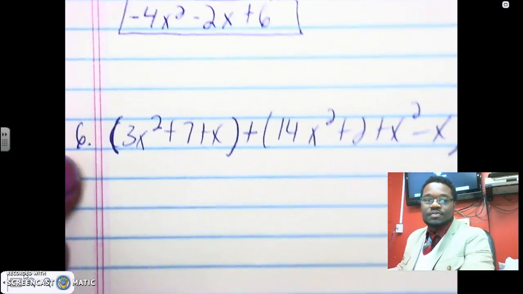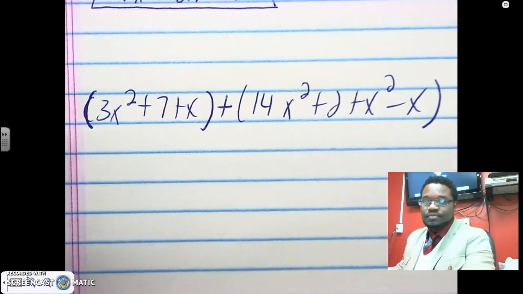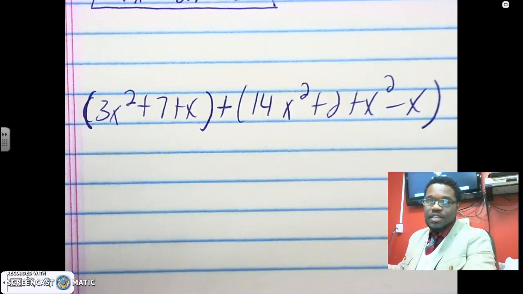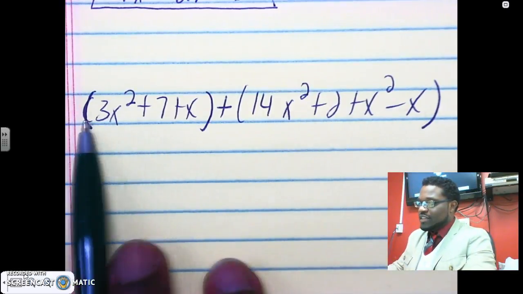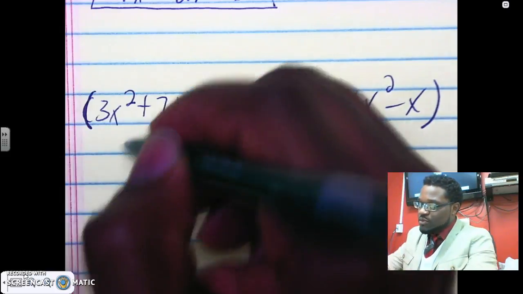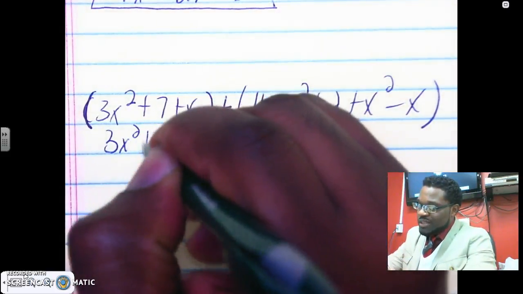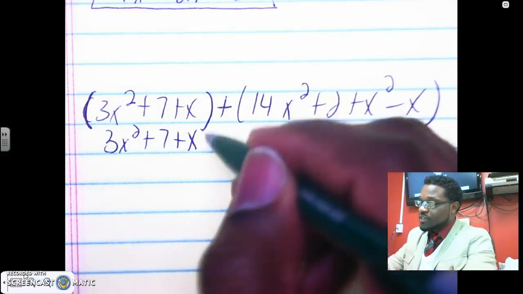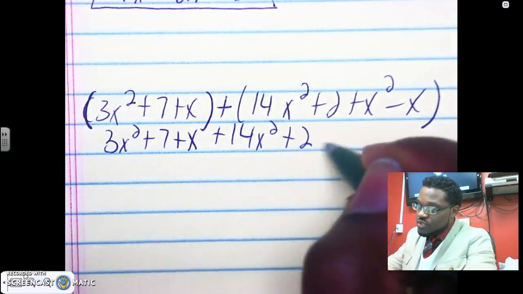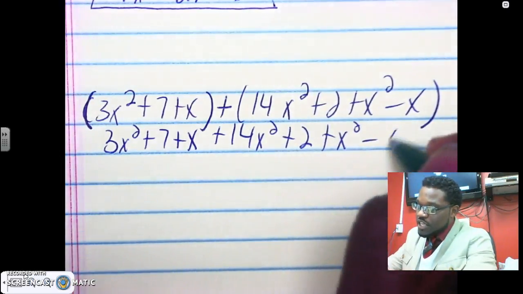Look at number 6. First thing you want to do is remove your parentheses. Notice real quick the order here. There's no order inside the parentheses. Don't let the order throw you off, guys. If it's not in standard form or it's not in the order that you like, it doesn't matter if you understand the rules. 3x squared plus 7 plus x, there's nothing in front, so I rewrite it. There's a plus sign in front, again, so I just rewrite it. 14x squared plus 2 plus x squared minus x.